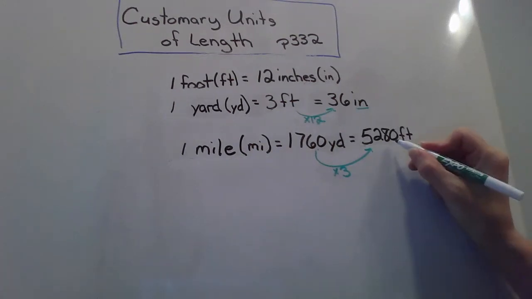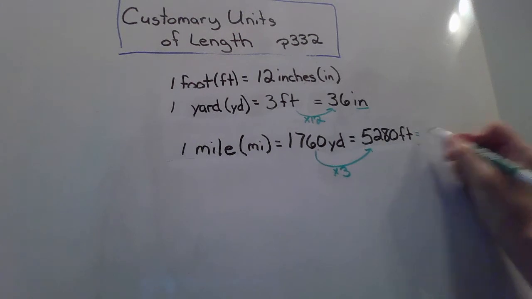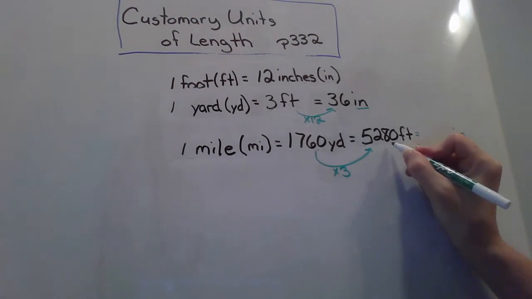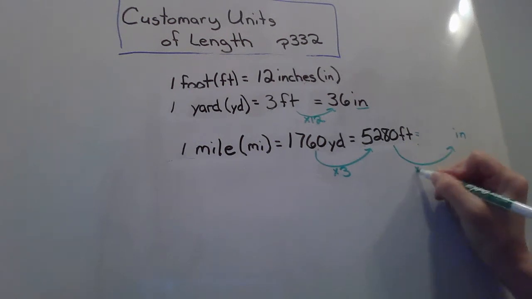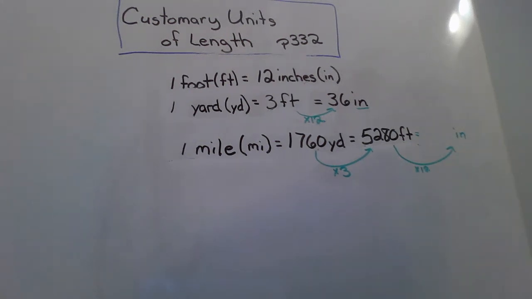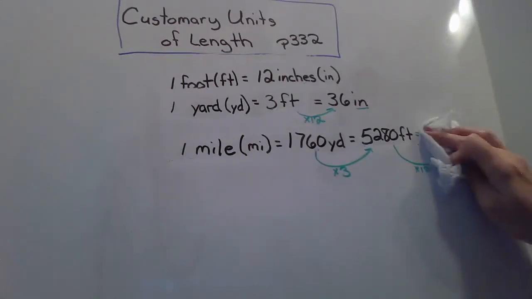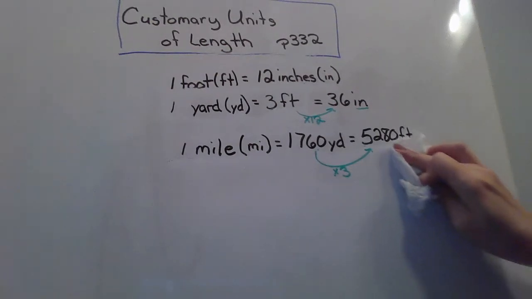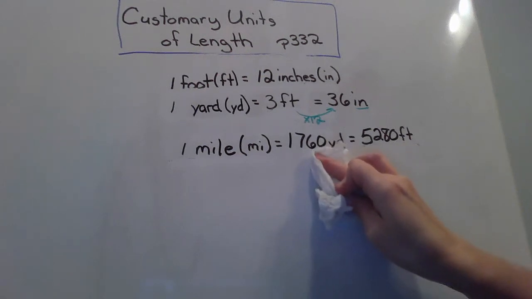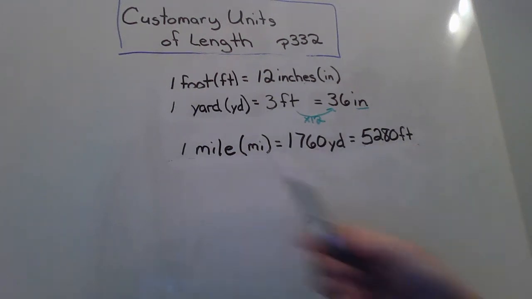If I wanted to change that feet into inches, I would then take that 5,280 feet and times it by 12 if I wanted to find out how many inches are in a mile. So it'd be quite a bit larger number. We don't usually have to go from miles to inches. We usually go from miles to yards or into feet.